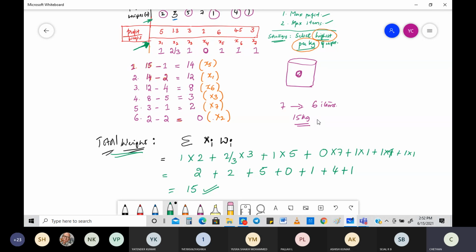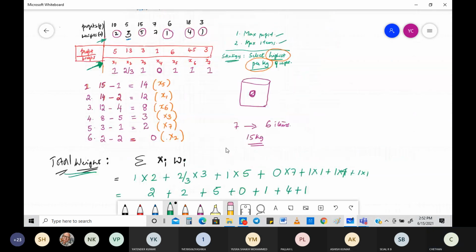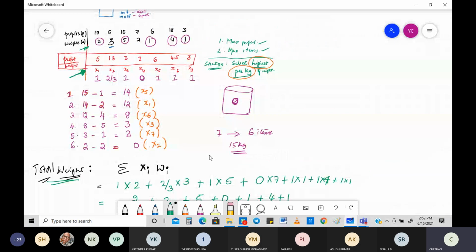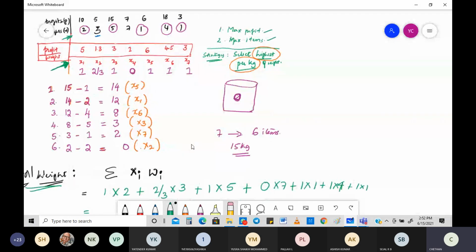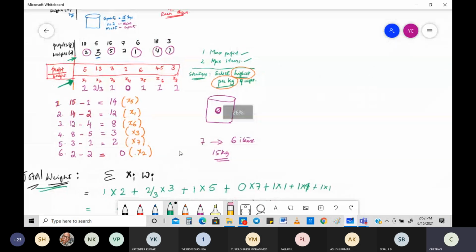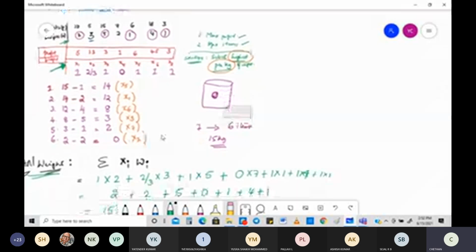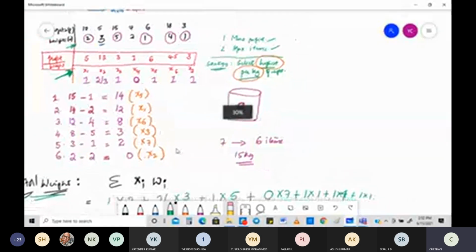I told you that you need to figure out the maximum profit also. So how did you figure out the maximum profit? That's very important for me now. Did you get the maximum profit or not? That also needs to be checked, so I'm going to write that.